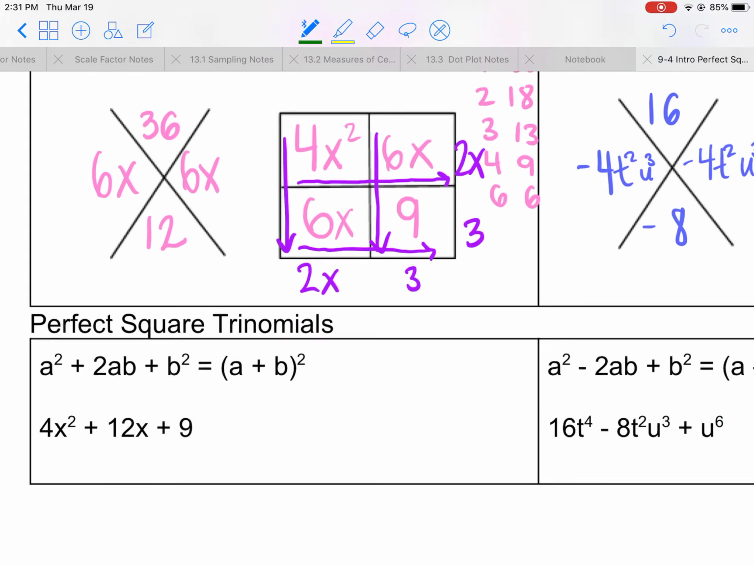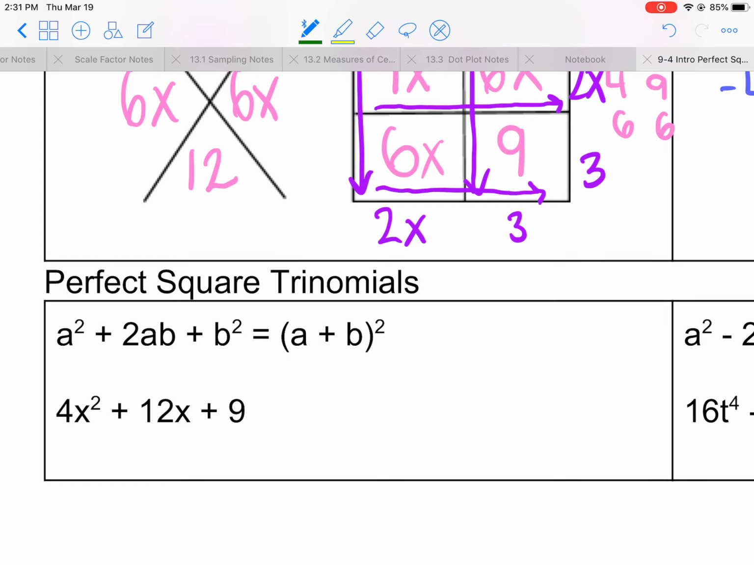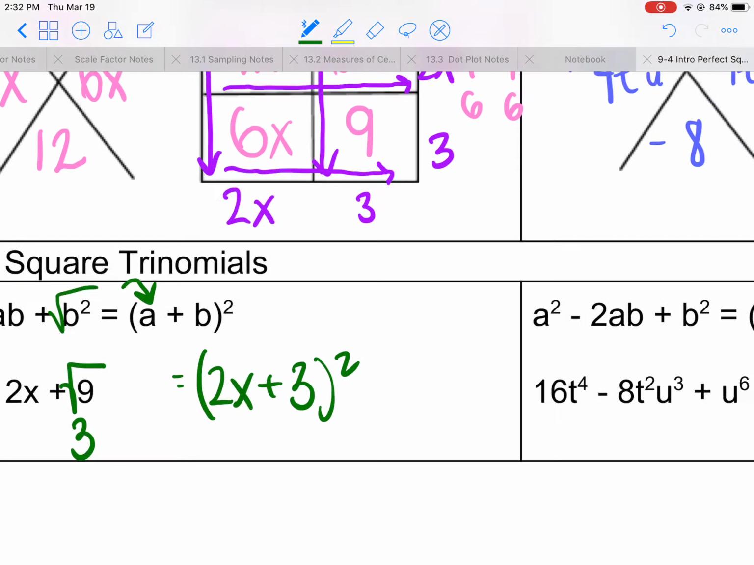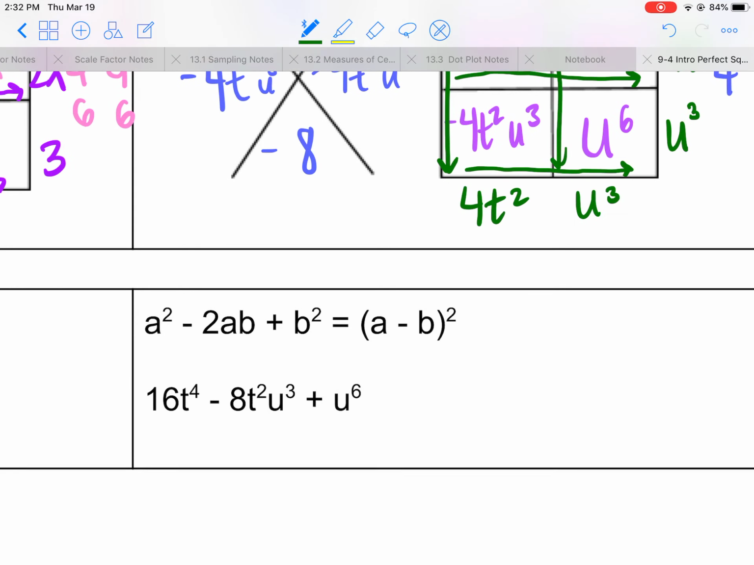So here is a quick little trick. If you can recognize that you have a perfect square trinomial, you can square root your first term, and square root your last term, and it gives you this. So the square root of 4x squared is 2x, and the square root of 9 is just 3. So this ends up being 2x plus 3 squared. And then over here with my difference of squares, or square of a difference, I'm going to square root here and here, just like I did the other problem.